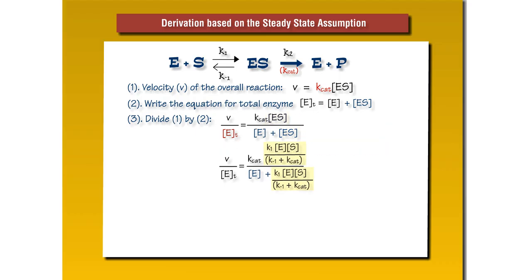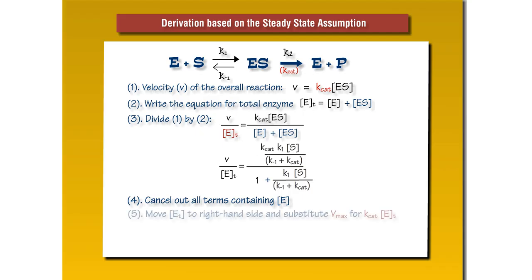Simplify the equation by canceling out all terms that contain free enzyme E on the right-hand side of the equation. Move ET from the left-hand side of the equation to the right-hand side. By definition, the maximum velocity, or Vmax, depends solely on the total enzyme present in the reaction and its catalytic rate constant, Kcat. In other words, Vmax is equal to ET times Kcat.